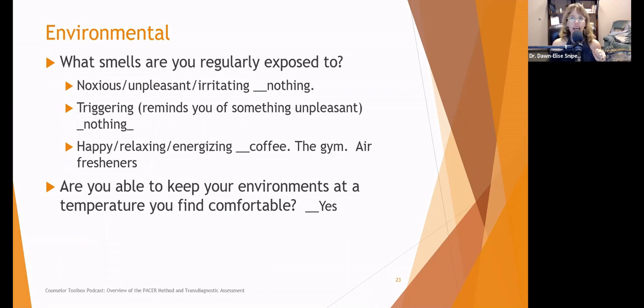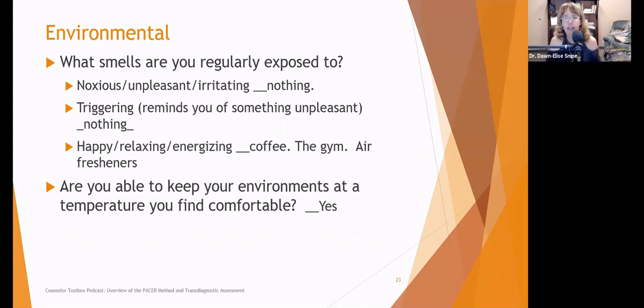She's not exposed to any noxious, unpleasant, or irritating smells. No smells reminder of anything particularly unpleasant, no significant trauma history. Happy, relaxing, and energizing smells. Coffee. She says she loves the smell of coffee. She likes the smell of the gym, not the stinky sweat sock gym, but when you walk into a clean gym and you can smell whatever cleaner they're using. She likes that. And then just different air fresheners that she likes the smell of.